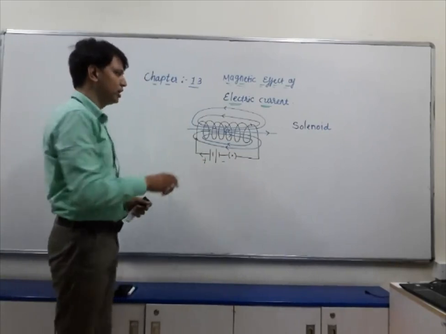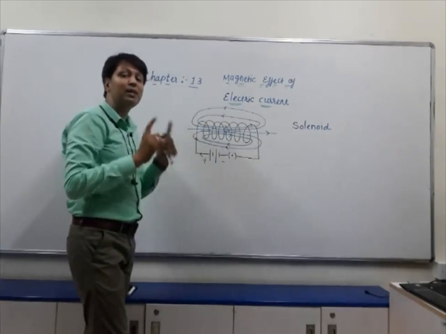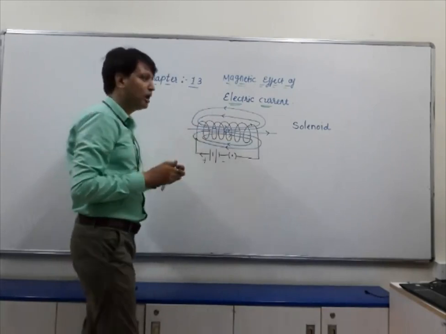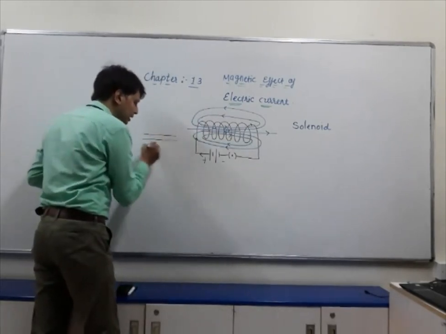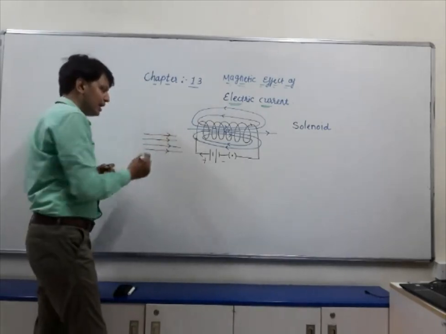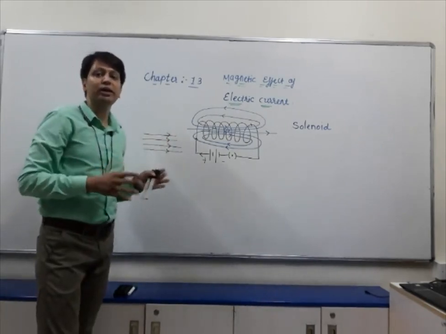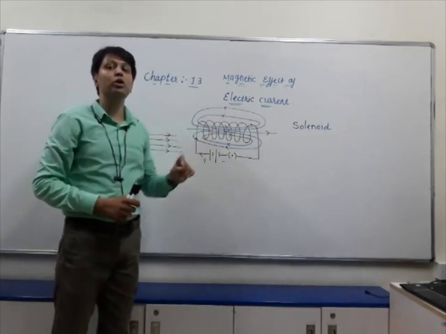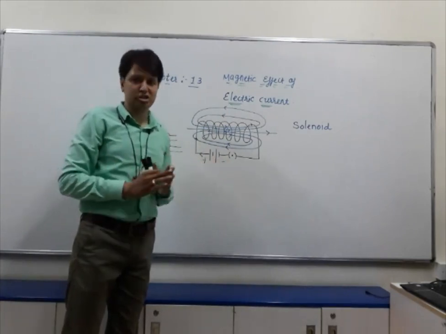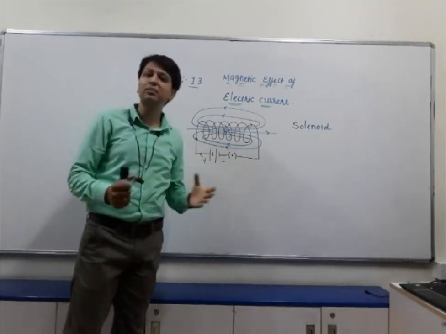I will mention one more thing. When you closely look inside the solenoid, the magnetic field lines inside are parallel to each other, representing that all the directions of the magnetic field lines are the same, as well as parallel, representing uniformity. That means inside the solenoid, the magnetic field is always uniform in nature. So we can say that a solenoid works as a magnet.